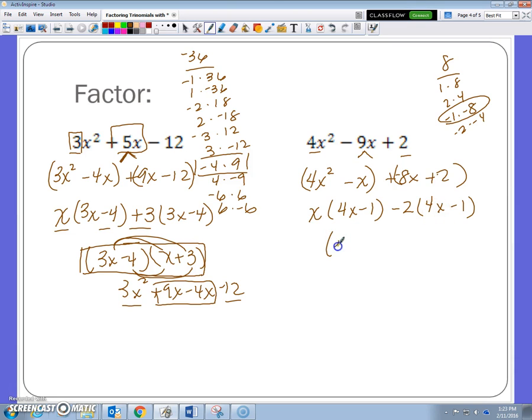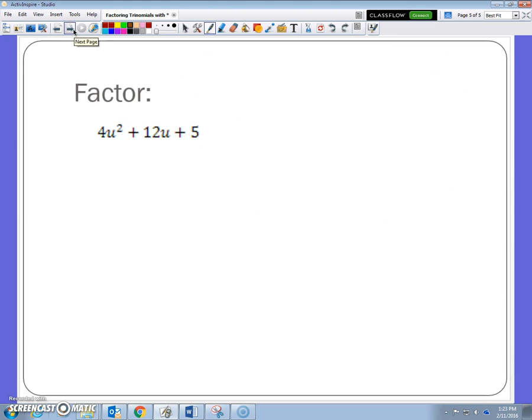So what I'm going to say is, for total, 4x minus 1 is what they share in common. And that leaves us with an x and a -2. And there we go. We factored it. You can always check your answer by double distributing. There are going to be some that don't factor, and I believe this might be one of them. But we're going to start again.